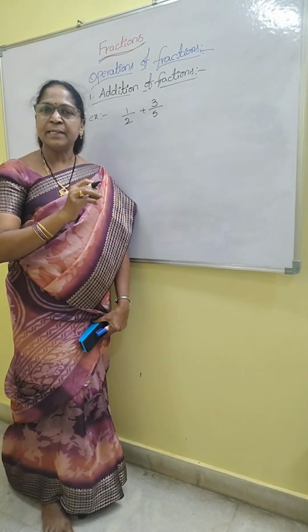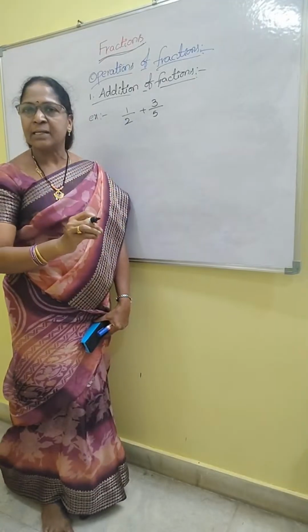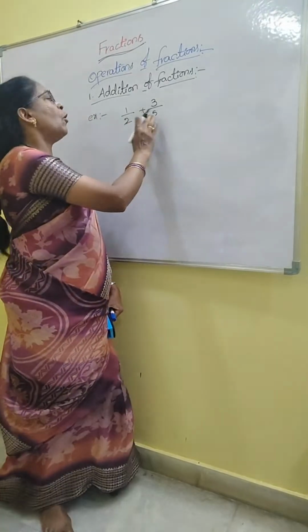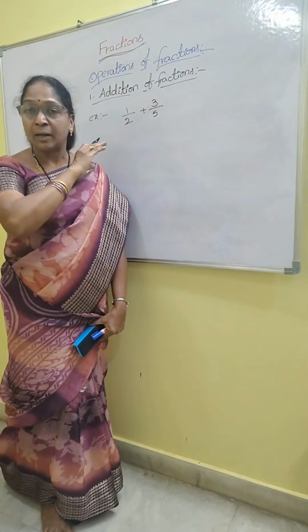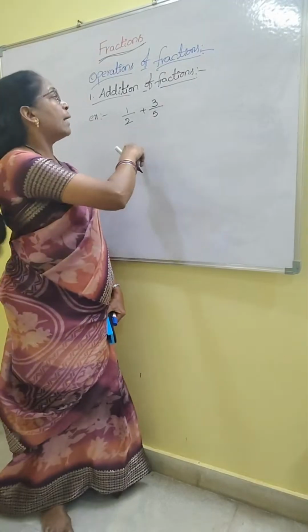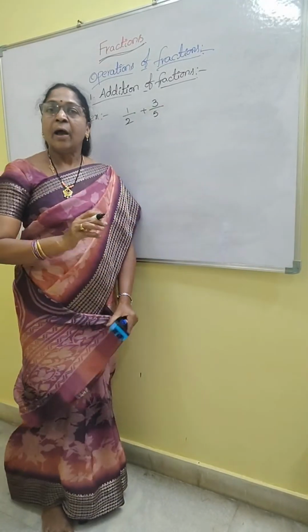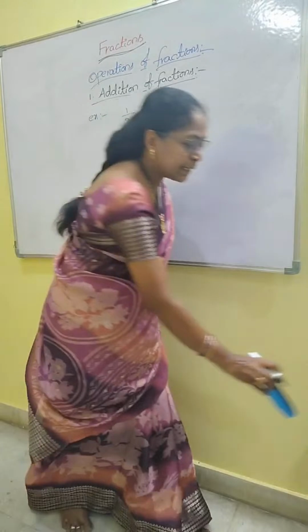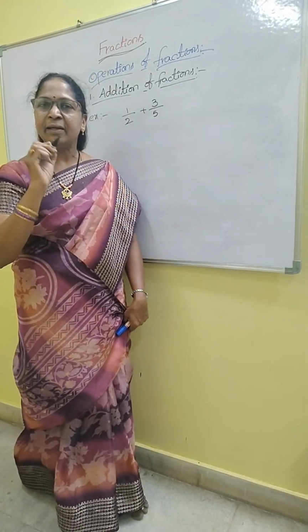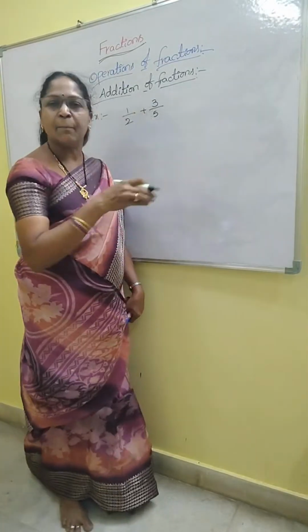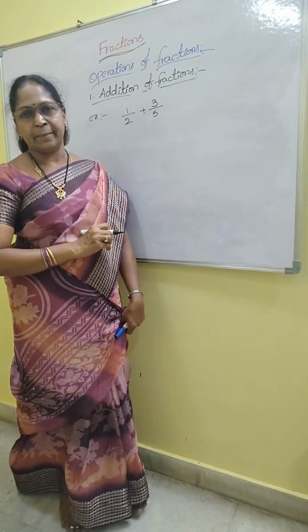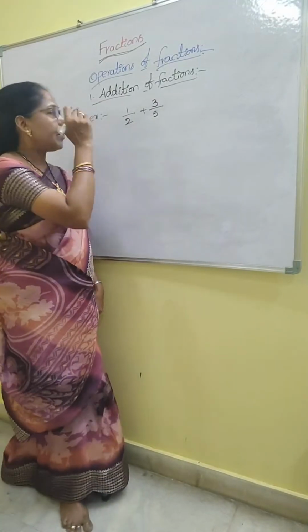Like fractions means if the denominators are same, then those are like fractions. If the denominators are different or are not the same, then those fractions we call unlike fractions. Whenever unlike fractions are given, how to add the fractions? It is very important and it is applicable to many other sums, you can solve them easily. How can you find out?